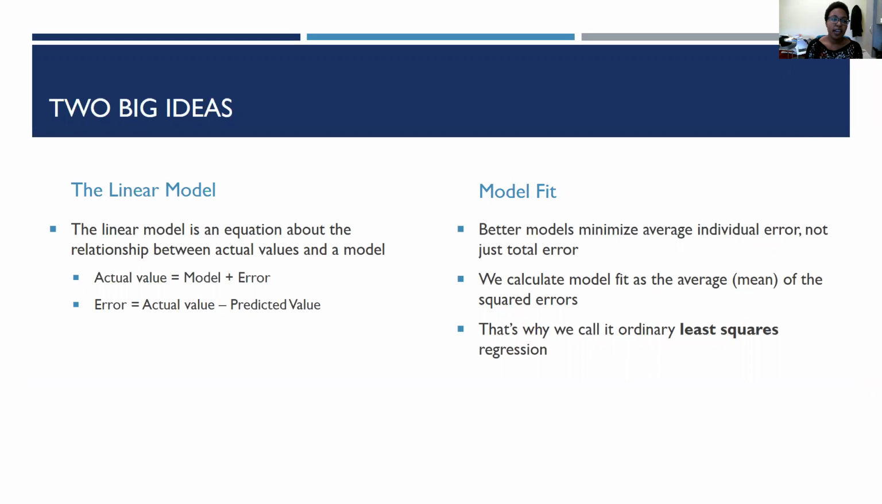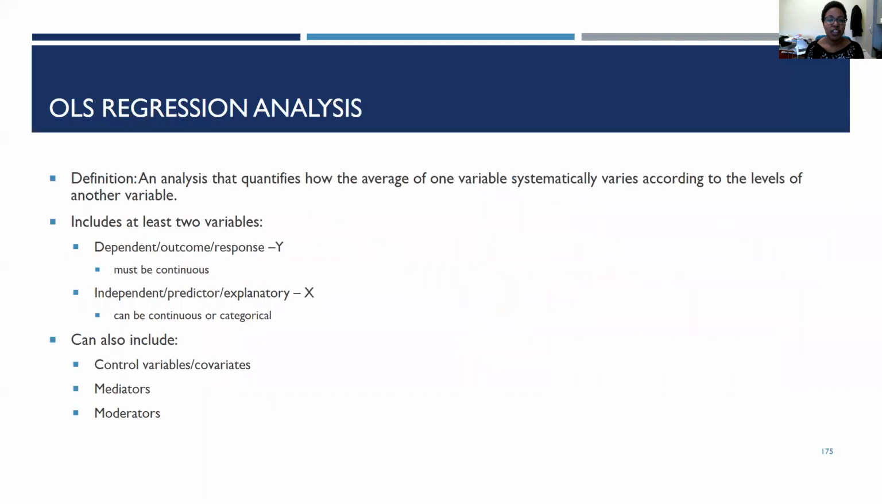Our second idea about the linear model is that we're interested in model fit. And by that, we mean the average individual error, not the total error. And we can calculate that as the average of the squared errors. So this is why we call the type of regression we're doing ordinary least squares regression, because we're getting the least squared errors.